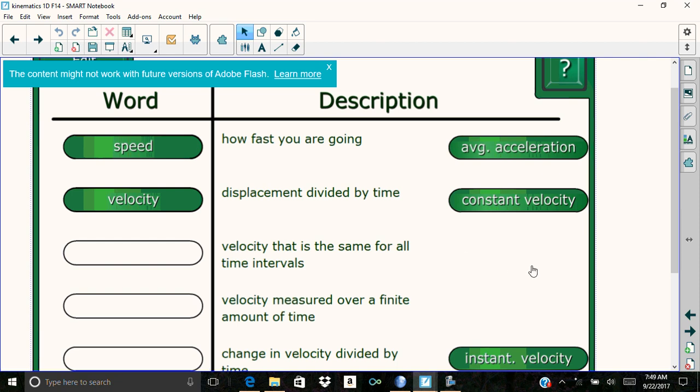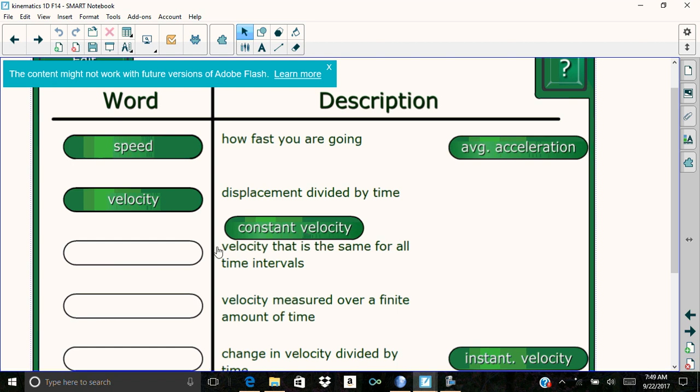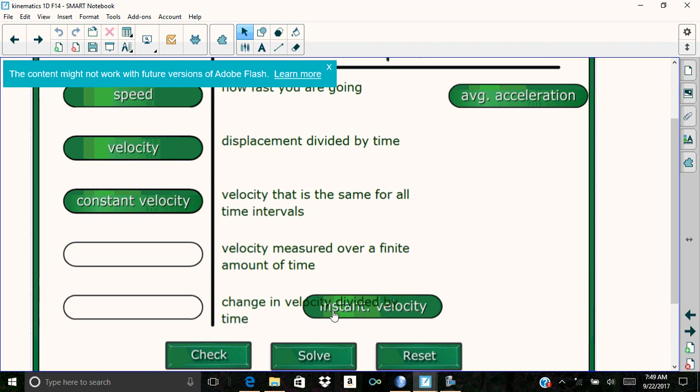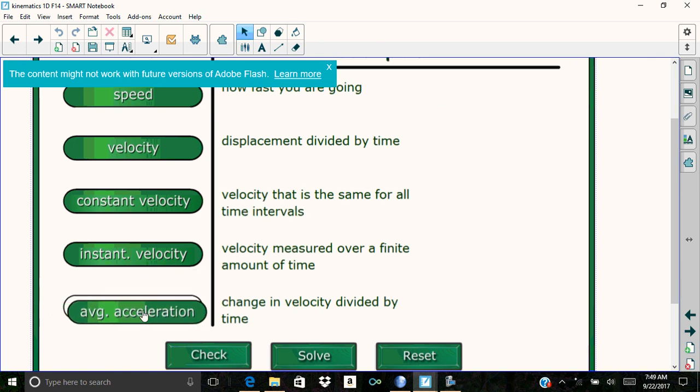Velocity, that is the same for all time intervals. That's going to be constant velocity. Velocity measured over a finite amount of time, that's instantaneous. And notice it says velocity divided by time. That's a rate of change in velocity. That's your definition of acceleration. Let's check and make sure. There we go. We're all correct.